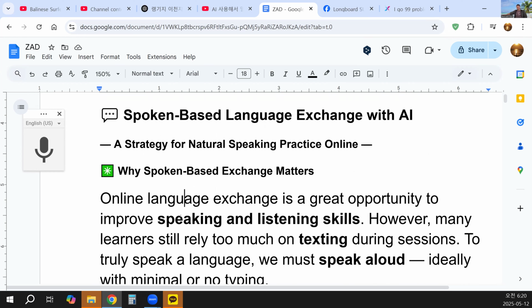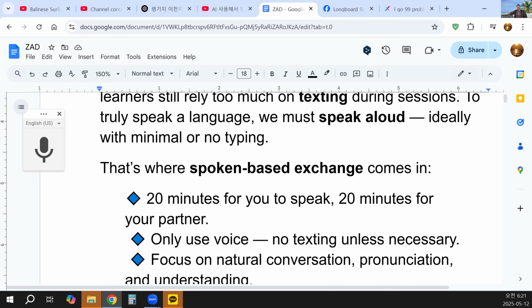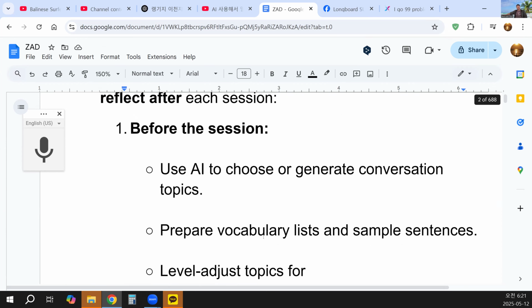Why does spoken-based exchange matter? Online language exchange is a great opportunity to improve speaking and listening skills. However, many learners still rely too much on texting during sessions. To truly speak a language, we must speak aloud, ideally with minimal typing. That's where spoken-based exchange comes in: 20 minutes for you to speak, 20 minutes for your partner, only use voice, no texting unless necessary, and focus on natural conversation, pronunciation, and understanding.